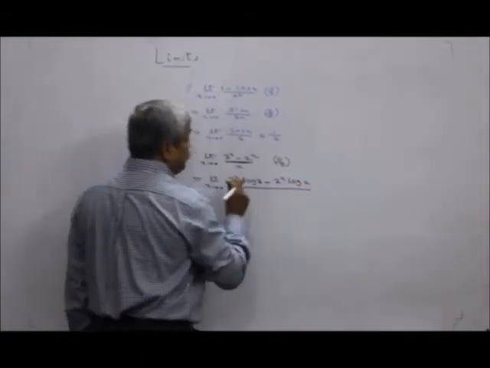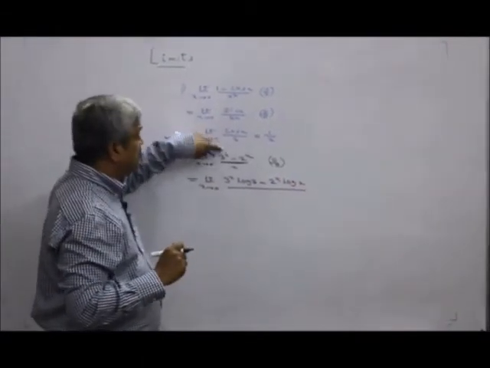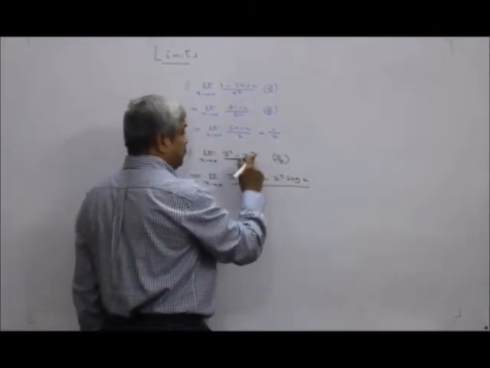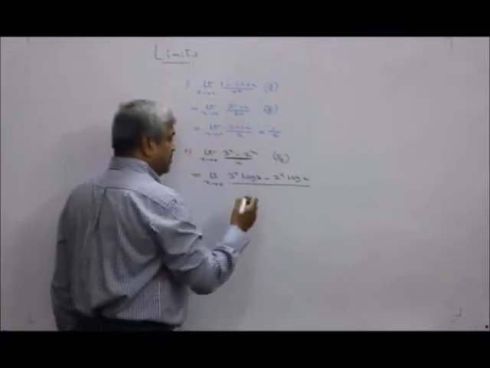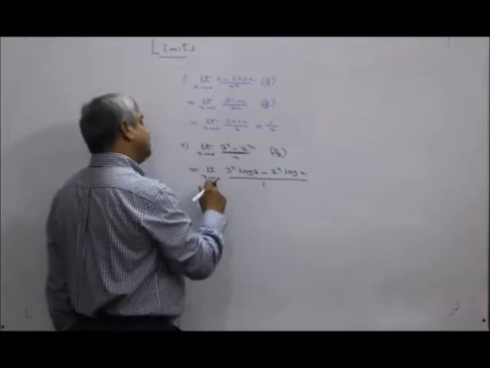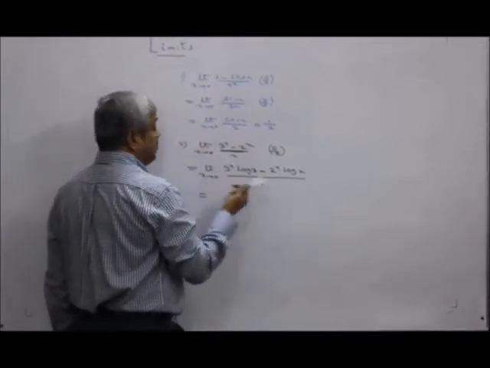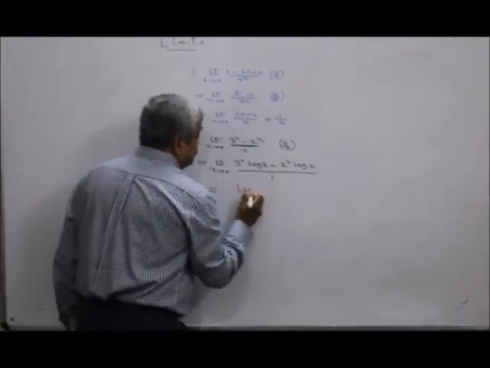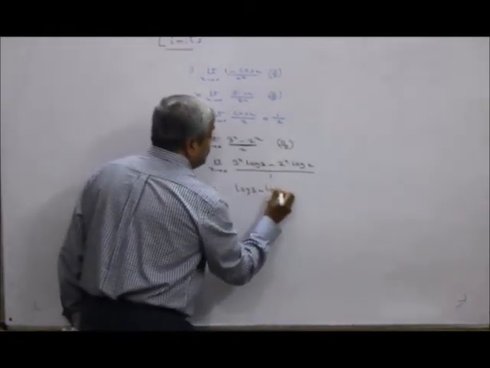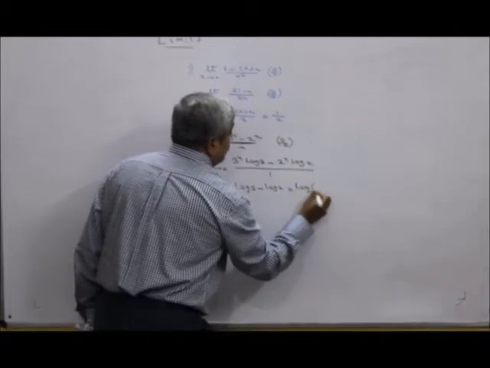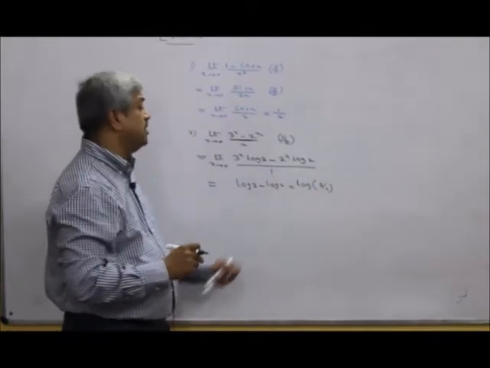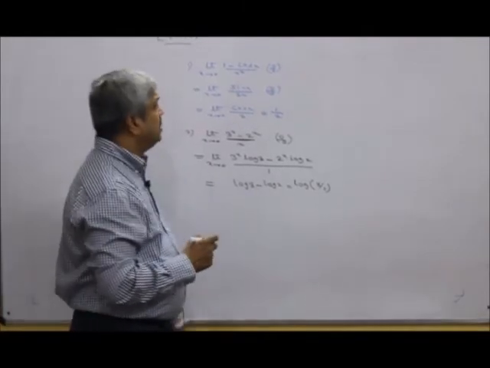So when I differentiate the numerator, the differentiation of 3 to the power of x is 3 to the power of x log 3, minus the differentiation of 2 to the power of x, which is 2 to the power of x log 2, by 1, because the differentiation of x is 1. Substitute x is equal to 0. 3 to the power of 0 is 1, so this will become log 3. 2 to the power of 0 is 1, this becomes log 2. So it is log 3 minus log 2. By the log m minus log n formula, it is log of 3 by 2.